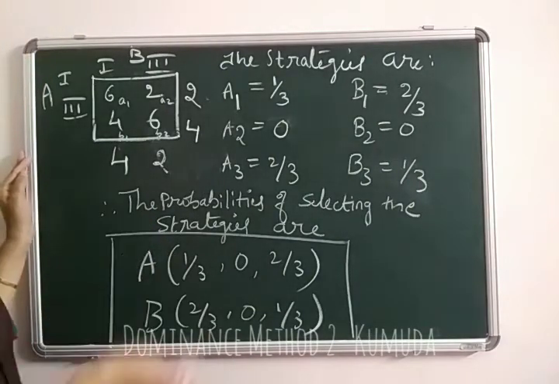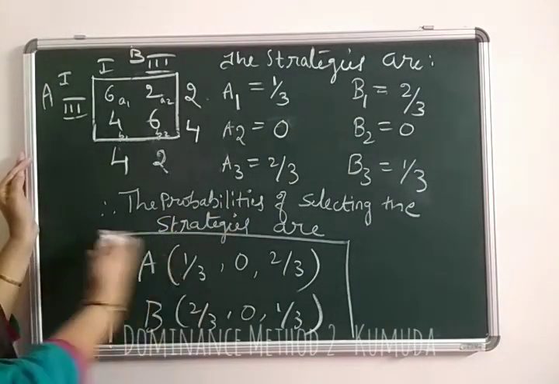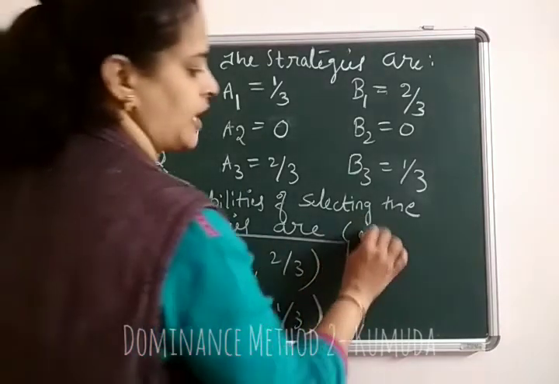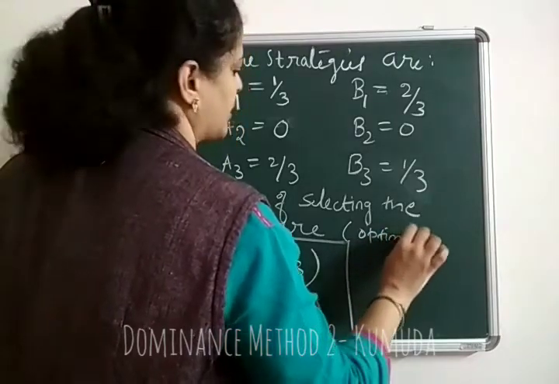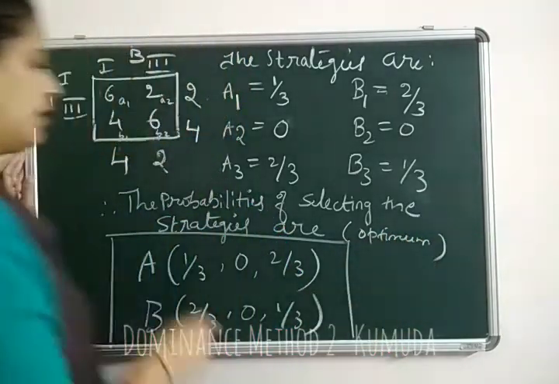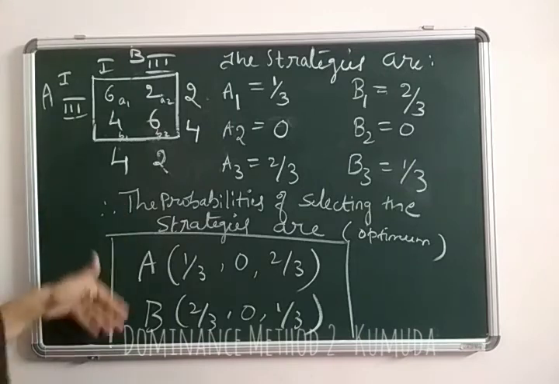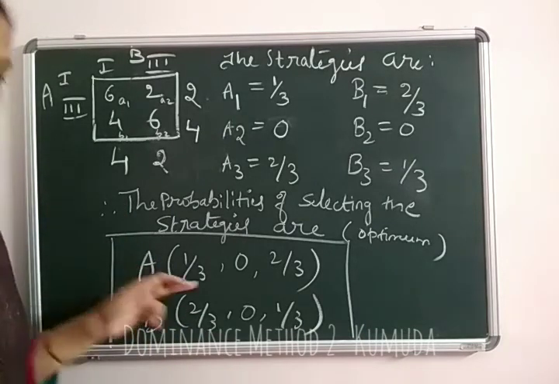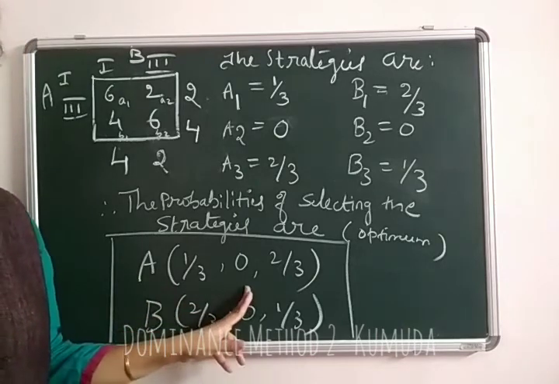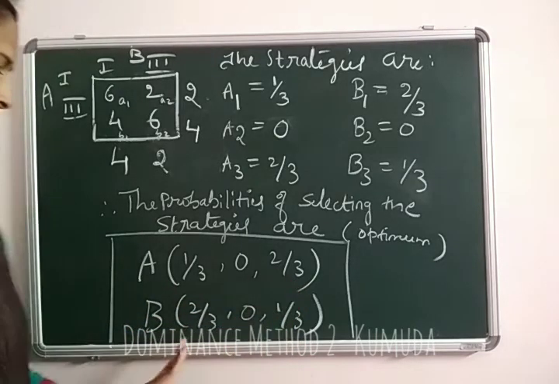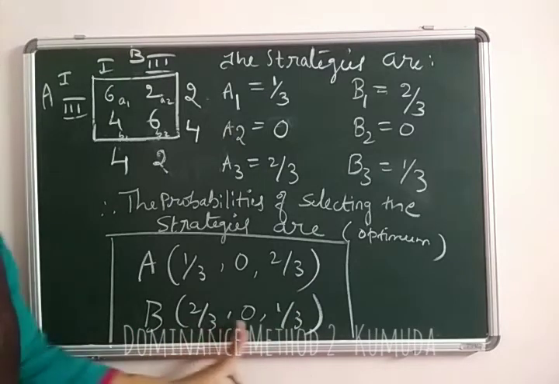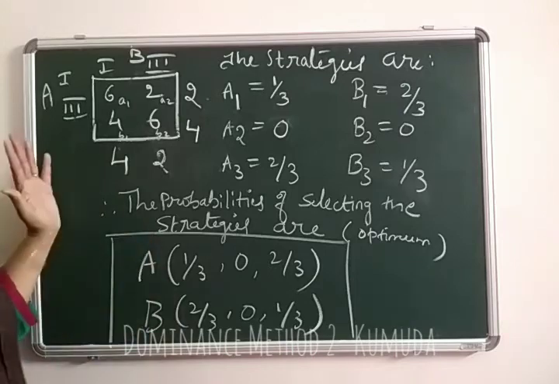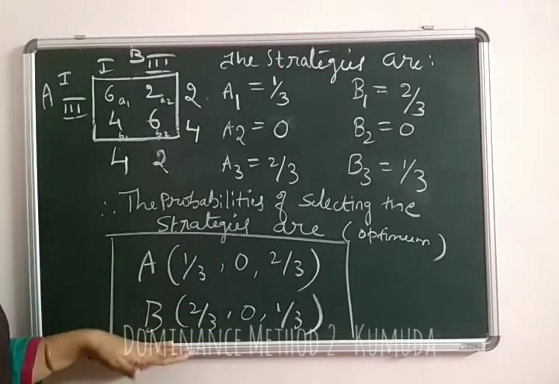Now there is one more way of writing the same strategies. It can also be written as the optimum strategies, or the actual probabilities are. This is one of the ways of writing the actual strategies. So according to the player A, the first row value is this, but the second row was cancelled, and third row is this. Similarly, first column is this, second column was cancelled, and the third column strategy is 1 by 3. So this is the actual solution for dominance method.